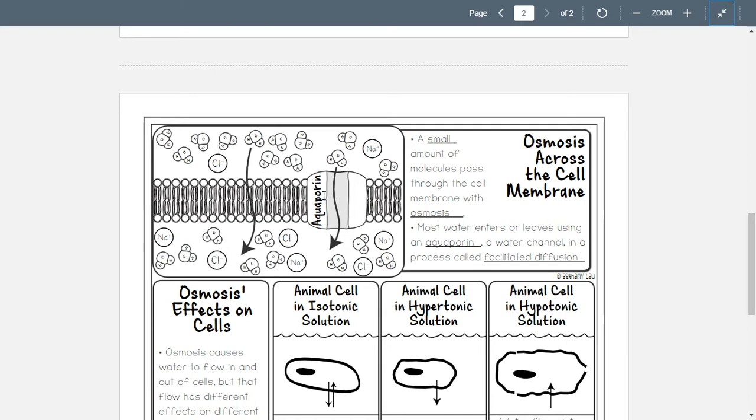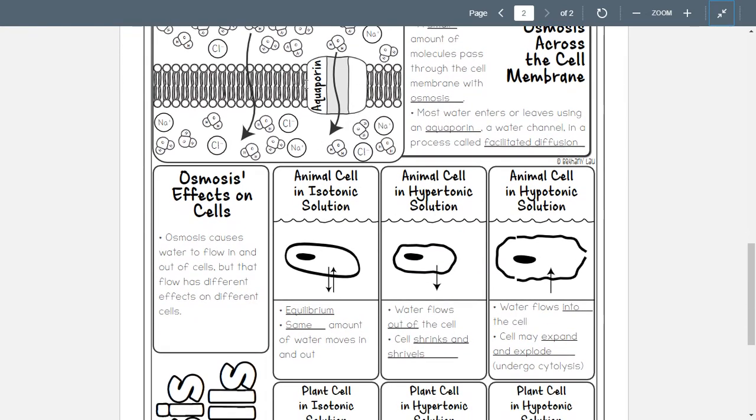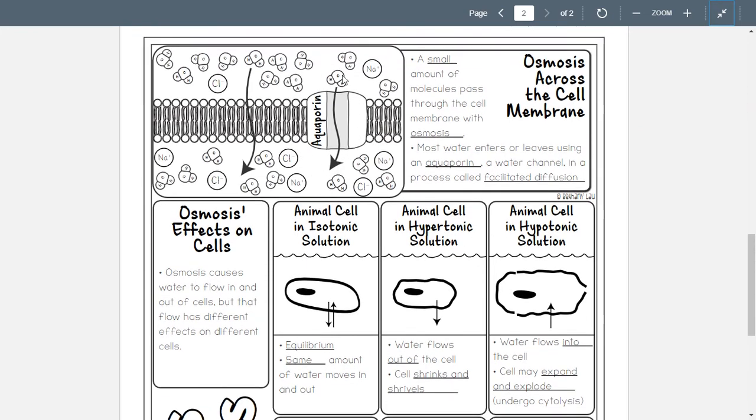This is a channel protein that allows water to pass freely and more quickly than it would by wiggling through the membrane, because it's probably going to get rejected by the hydrophobic tails as it tries to wiggle through. The rate of osmosis would be really low if there were no membrane proteins allowing water to cross. So this is going to greatly increase the rate of osmosis and make water travel in the direction that it would, from high to low, much faster.